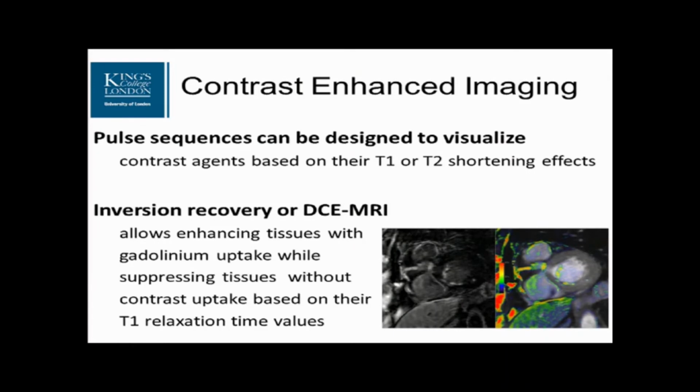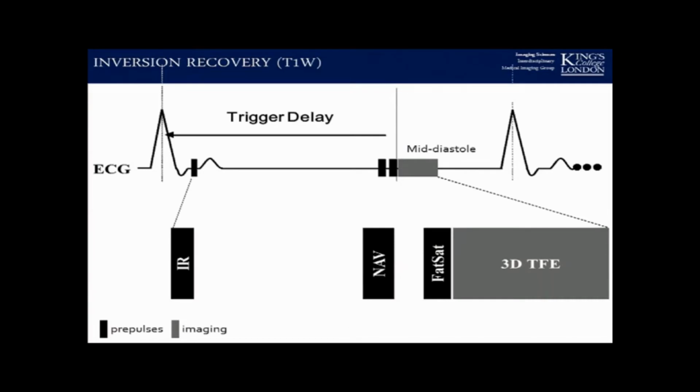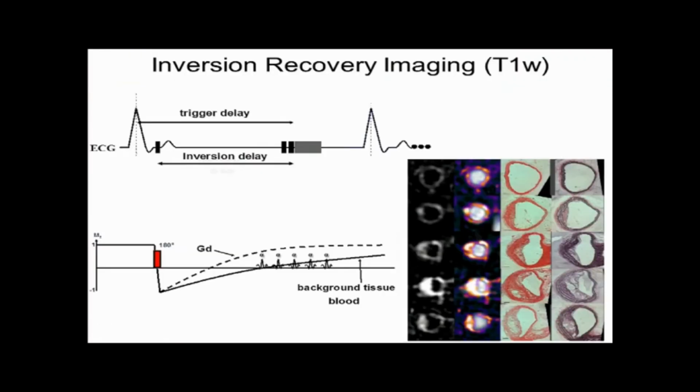Another class of sequences are the contrast enhanced sequences, and usually we use either inversion recovery sequences or dynamic contrast enhanced MRI. Dynamic contrast enhanced MRI usually uses a steady state gradient echo sequence, which I'll show on the next slide. First, the inversion recovery sequence, which is usually used for detection of gadolinium-based contrast agents. Here you see the inversion pulse, and then the other sequence block basically remains the same.